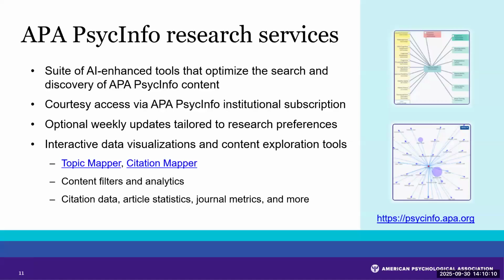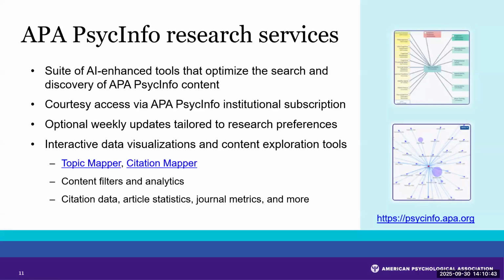So one nice thing about research services, a couple key points. First of all, if you subscribe to APA PsycInfo, you have this right now already. If your school has the PsycInfo database on any of the platforms, PsycNet, EBSCO, ProQuest, or Ovid, then you can go to this link here, psycinfo.apa.org, and open it up and get started exploring or follow along.